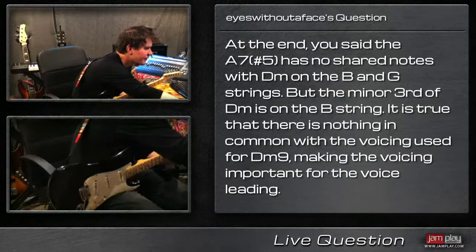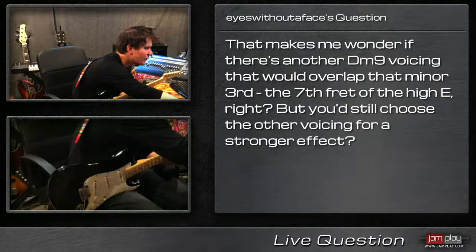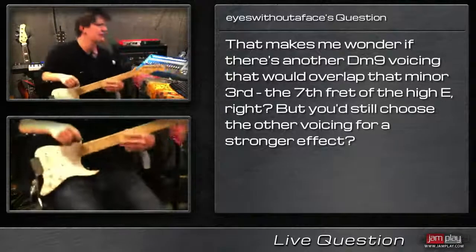That makes me wonder if there's another D minor 9 voicing that would overlap that minor third, the 7th fret on the high E, right? But if you still chose the other voicing for a stronger effect. Okay, so let me see if I get this straight.